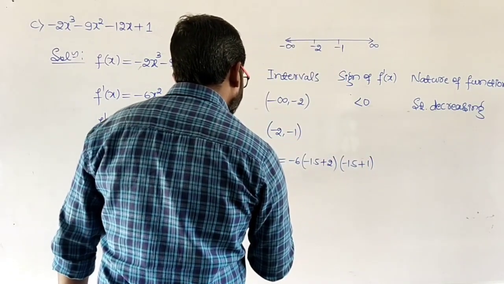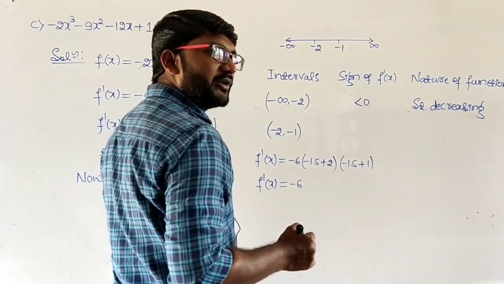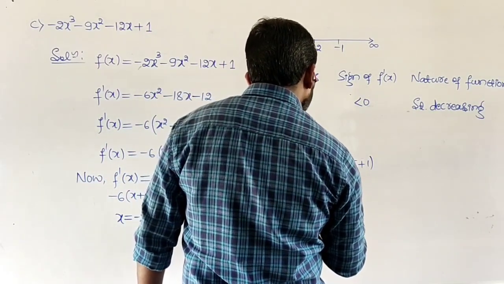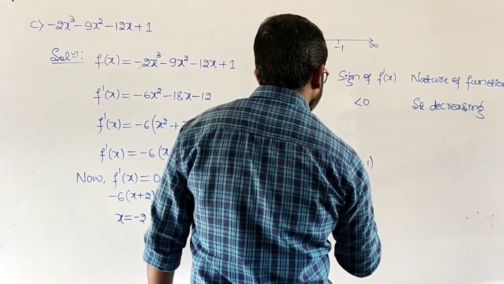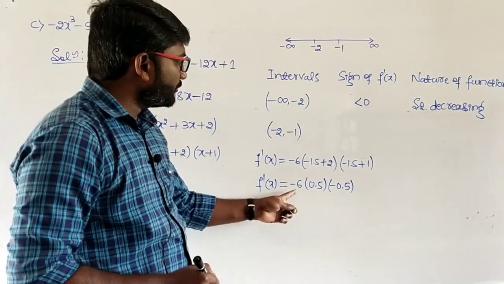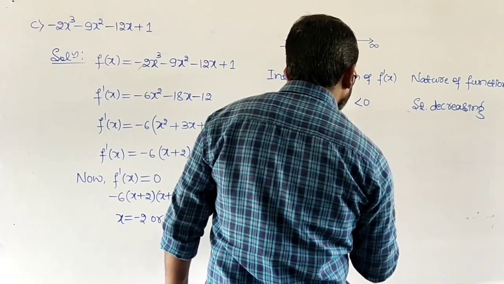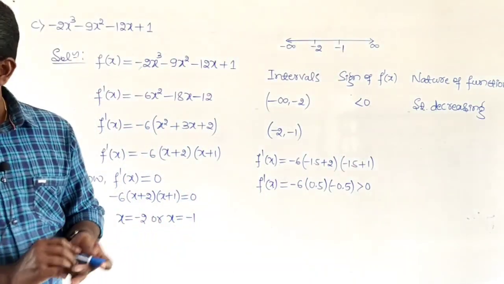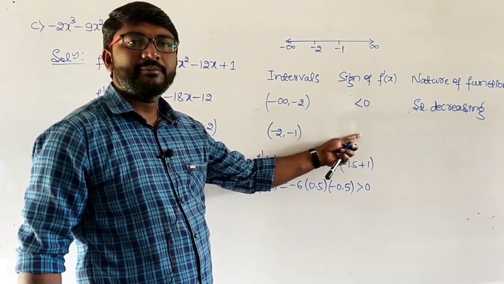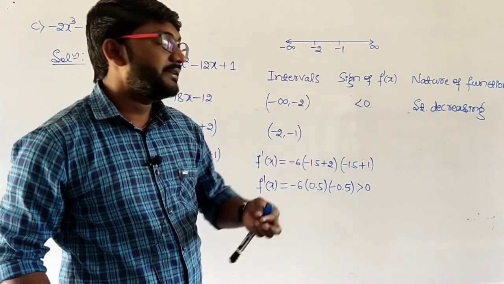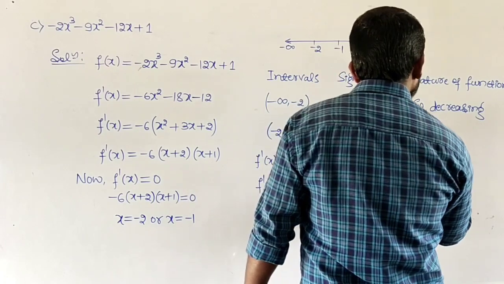So overall what do we have? f dash of x is equal to minus 6 as it is, then 2 minus 1.5 will be 0.5, then 0.5, then here we get minus 0.5, then minus into minus will be plus. Overall it has to be greater than 0. That means in the open interval minus 2 comma minus 1, f dash of x is going to be greater than 0, and hence it is strictly increasing.